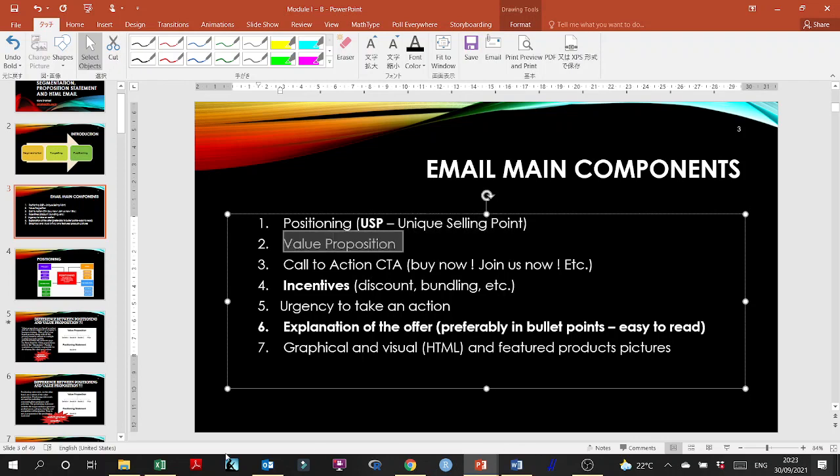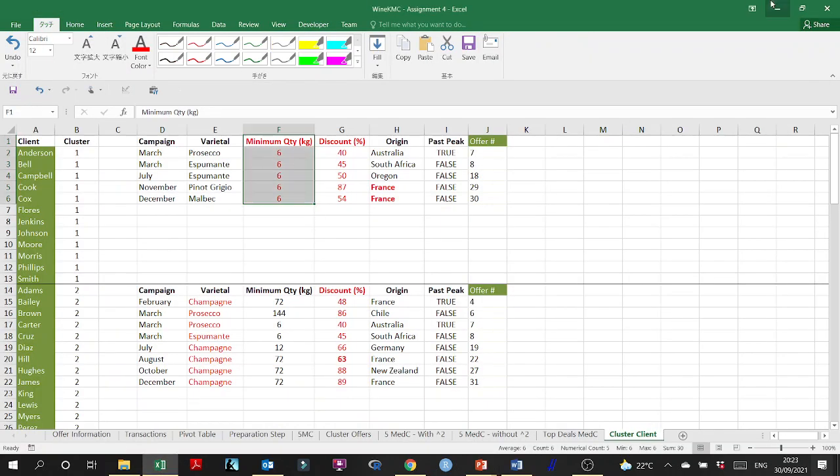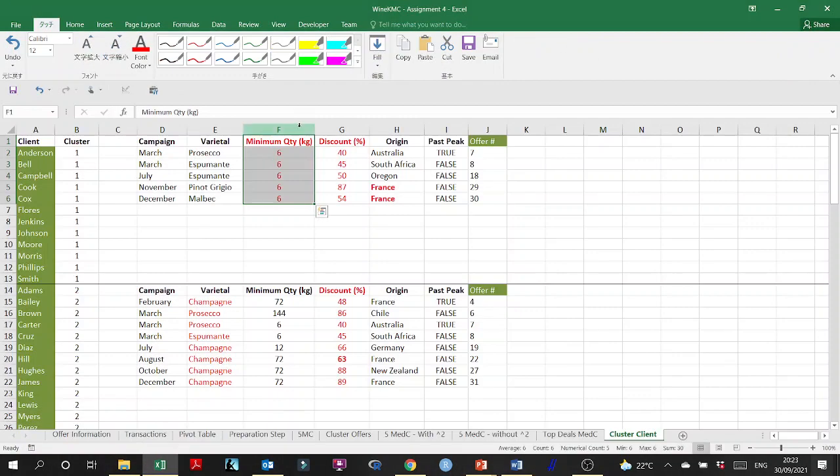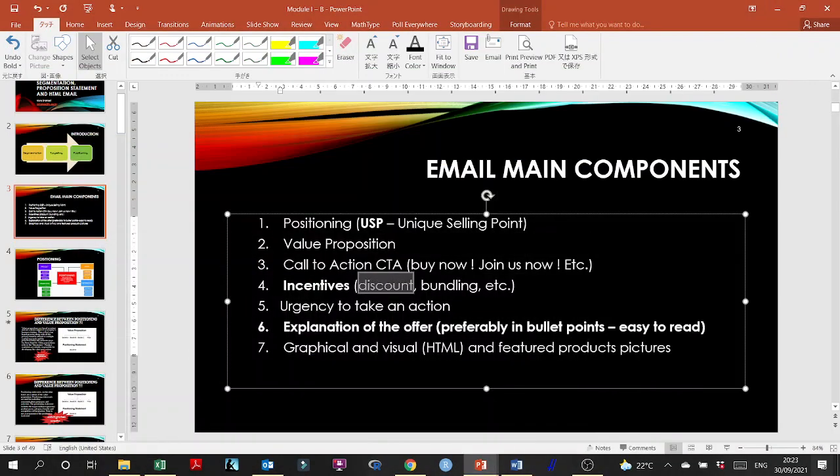Value proposition, as I just explained, comes from here. And then write a call to action, like buy it now or get it now. Incentives: tell me about the discount, and this is why we have a discount over here. And then urgency to take action, such as as supplies last, hurry up, or order soon. Here, the call to action is also order soon.